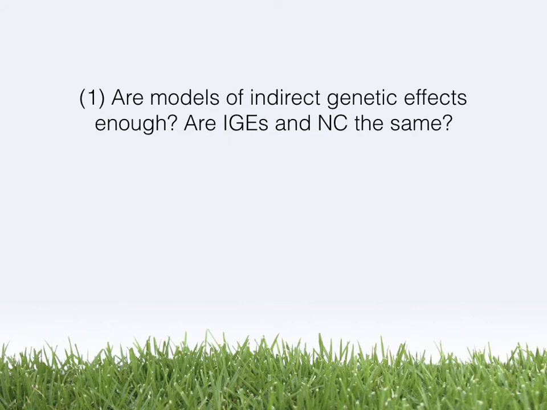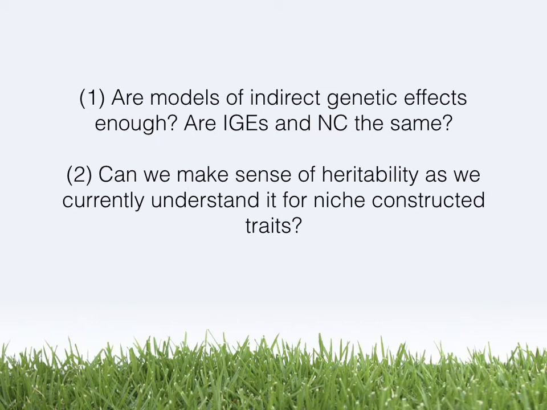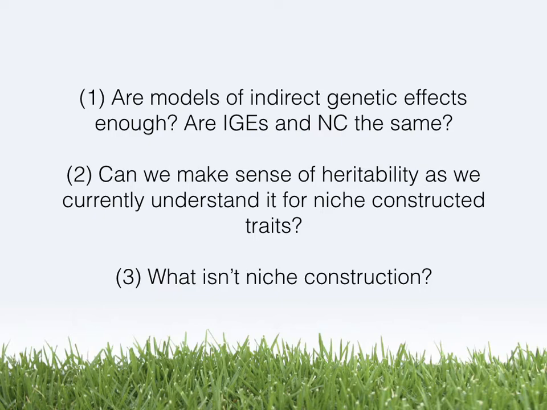Okay, so as we go through, I'm going to do three things in this talk. The first thing that I'm going to do is describe a model of niche construction based on the models of indirect genetic effects and ask the question, are indirect genetic effects and niche construction the same? So do we actually need any additional theory to describe niche construction and the evolutionary consequences of niche construction? Then I want to use that model to ask the question, can we make sense of heritability as we currently define it, we currently understand it for niche constructed traits and indeed traits with indirect genetic effects? And finally, I'm going to answer this question, which I've been asked a lot, and maybe you have if you're interested in niche construction. Well, what isn't niche construction? So I'm going to try and answer that question at the end.